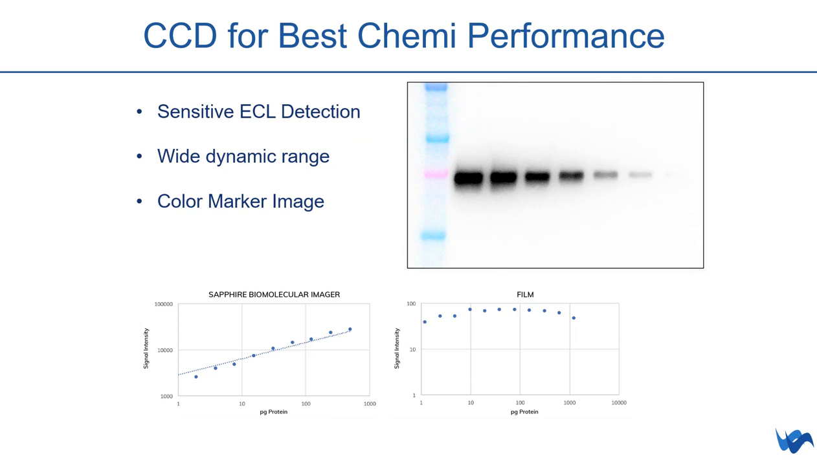In chemi mode, we also have the possibility to detect your visible marker. So when you have a visible marker on your chemiluminescence Western blot, the scanner will take a color image and then we will paste together the chemi image and the marker image. So the chemi image is really pixel by pixel in the right position. That's a great feature.